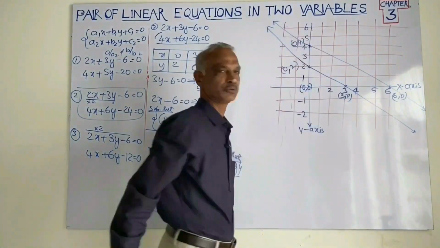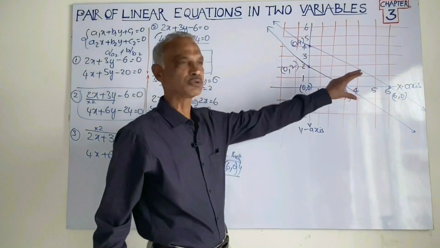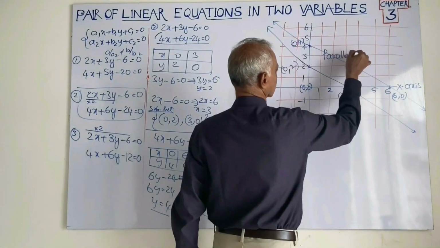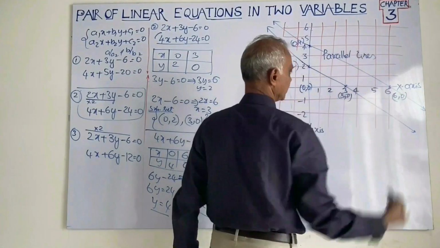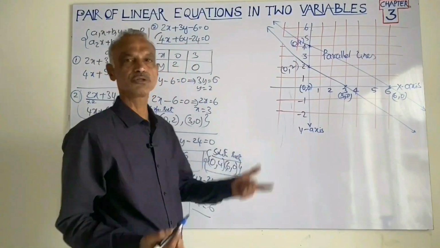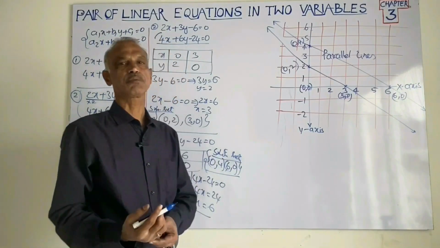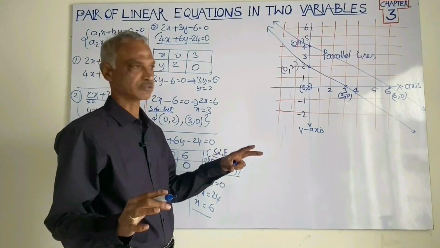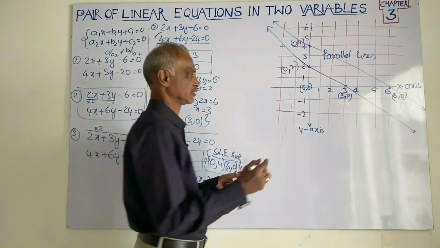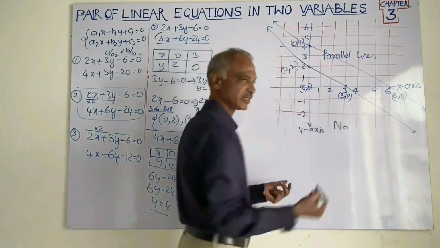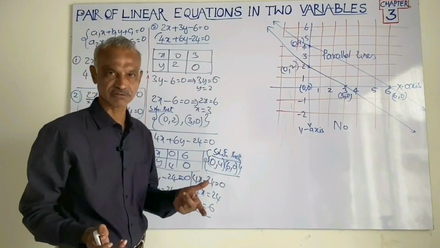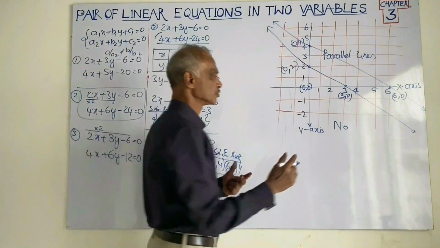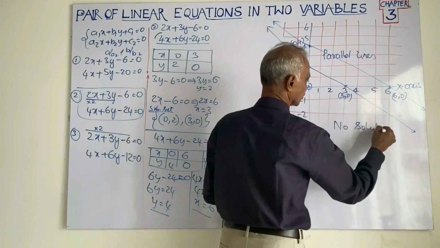See, these two, what do you observe? These 2 lines are parallel lines. What is the intersecting point? There will be no intersecting point for parallel lines. They are not intersecting each other. There is no solution. You cannot find the values of x and y. They are not touching each other. They are not intersecting lines. They are parallel lines. There is no solution.